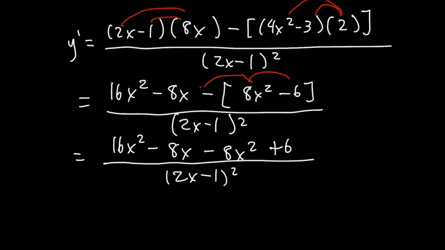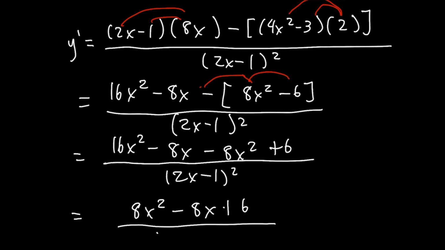And let's simplify it further. 16x squared minus 8x squared, that is equal to 8x squared. And let's copy the negative 8x plus 6 all over (2x minus 1) quantity squared. So since we can't further simplify, that's the final answer for the problem.